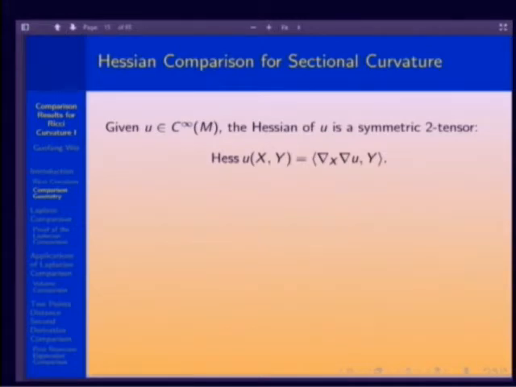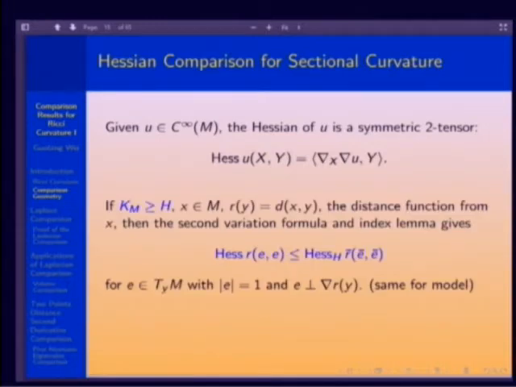The Hessian of a function is, again, a symmetric two-tensor. The definition is just the covariant derivative of the gradient in x and y. We can see it's a tensor, but if you do a little bit of work, you can also see it's a symmetric two-tensor. Okay. So the Hessian comparison we can state as follows.